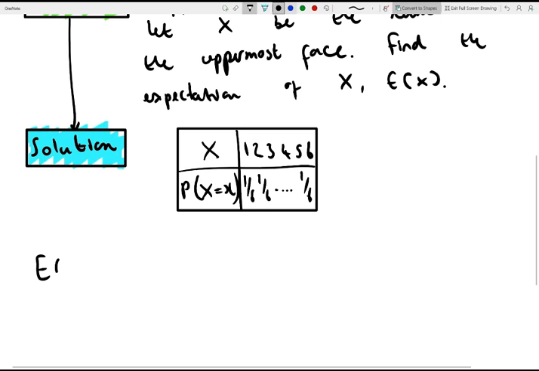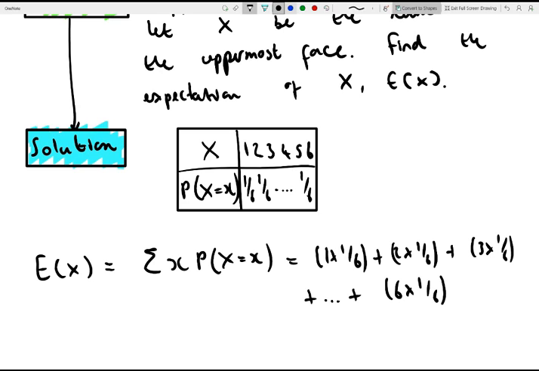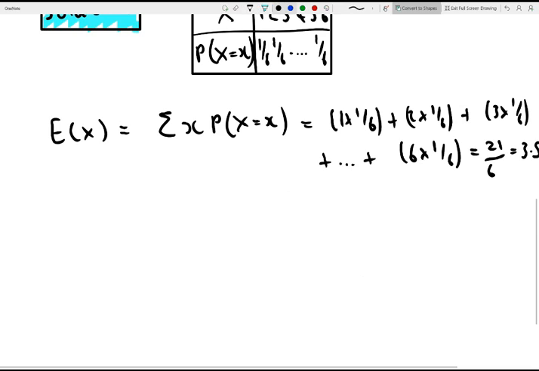So our expectation of X using the formula is the sum of our outcomes multiplied by the probability. So this is 1 times a sixth plus 2 times a sixth plus 3 times a sixth plus 4 and 5 and 6 times a sixth. And this is 21 over 6, which is 3.5. So the expectation of X is 3.5. So that was a discrete expectation.